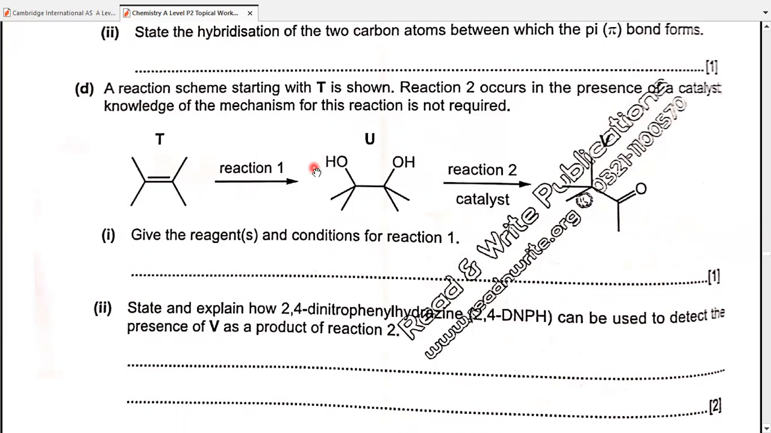Perfect. Remember, diols in the whole book of organic chemistry, 14 to 18, the only reaction that forms diols in a single step is cold dilute acidified potassium manganate(VII) with an alkene. And that's what you have over here.